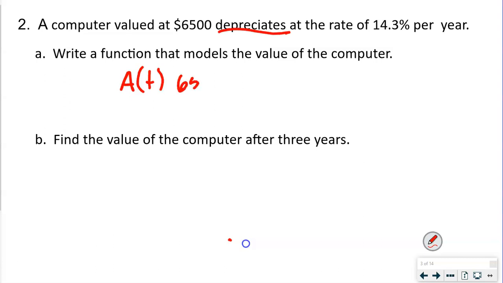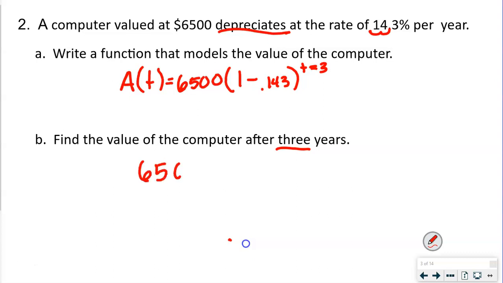So we're going to do our 6,500, and we're going to do 1 minus, and again, remember, we're moving this 2 places. It's going to be 0.143. And then by whatever the time is. And notice here it says 3 years, so we're going to end up putting 3 up there. So when we do that, our equation is going to be 6,500, 1 minus 0.143.